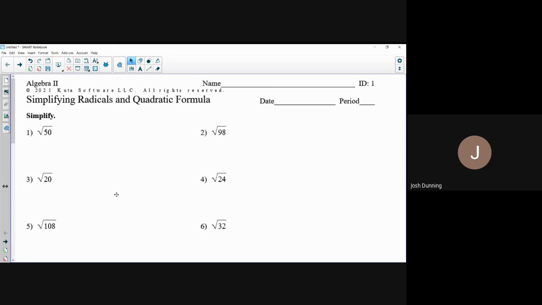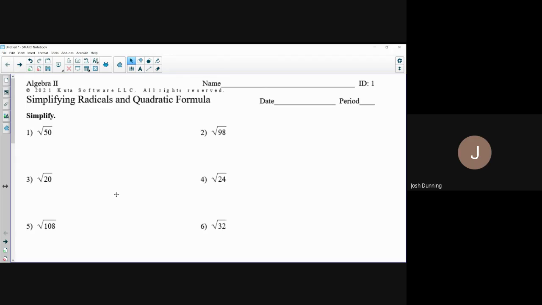All right, simplest radical form. Now, this should be review from algebra. Maybe you remember it, maybe you don't. What you want to do is start from your list of perfect squares.